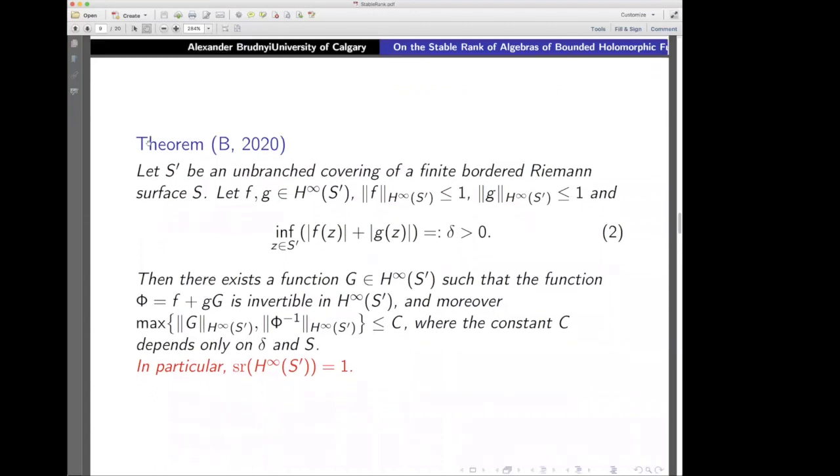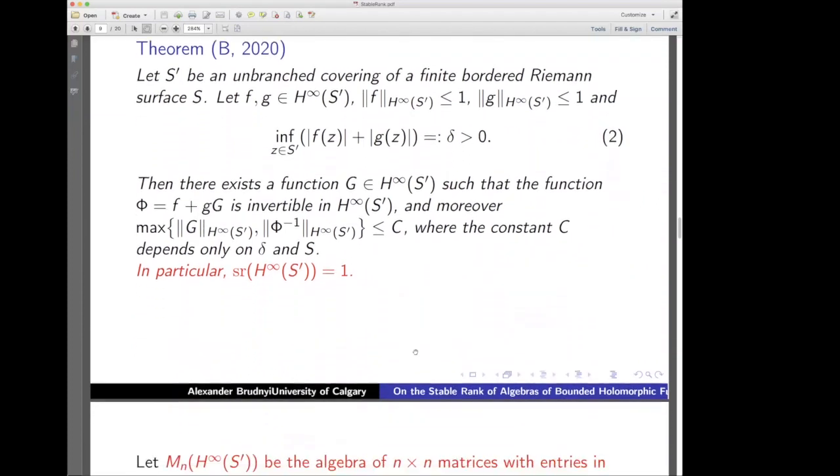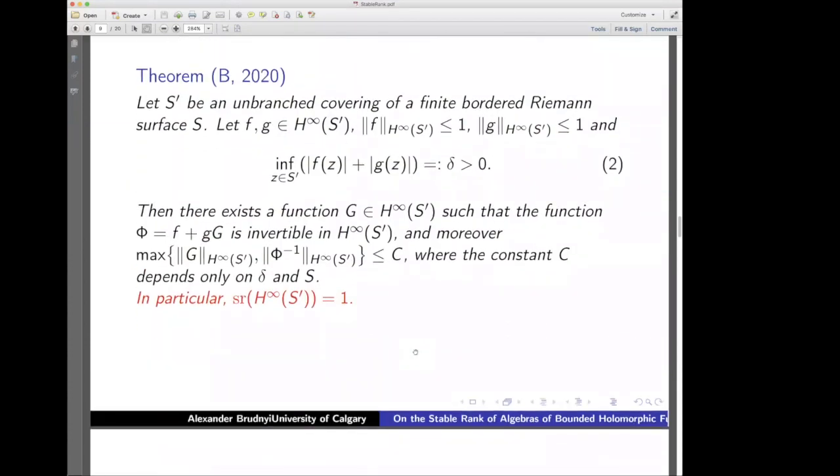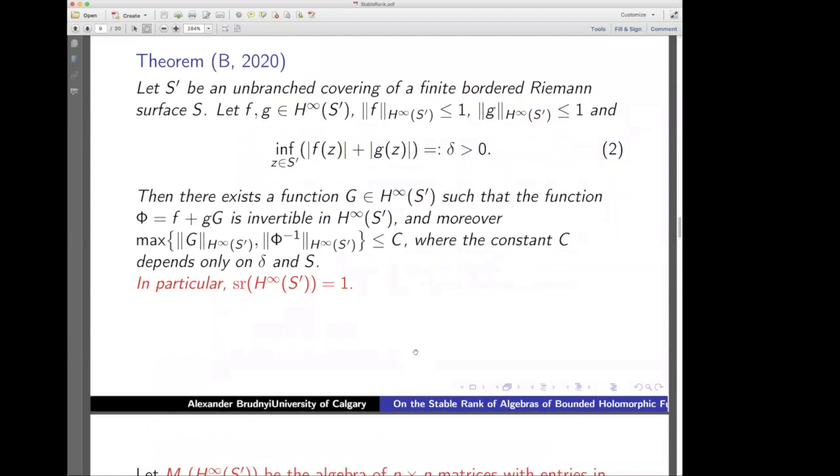So this is indeed an extension of Treil's theorem, because in the case when S prime is D, we obtain exactly Treil's theorem for some C which depends only on delta. Okay, so first of all, I will just provide you some algebraic corollary of this fact. And then I will sketch maybe some ideas of the proof of this theorem.